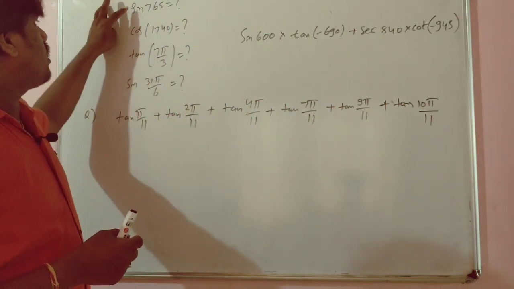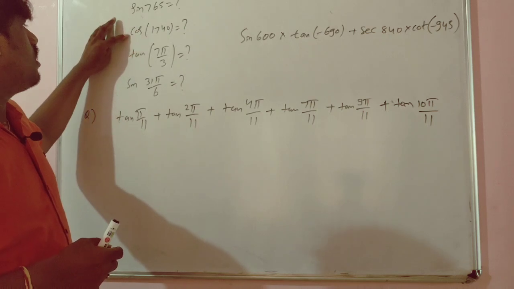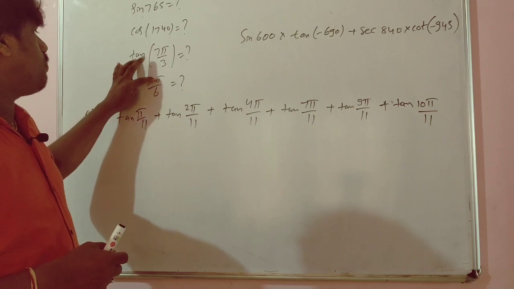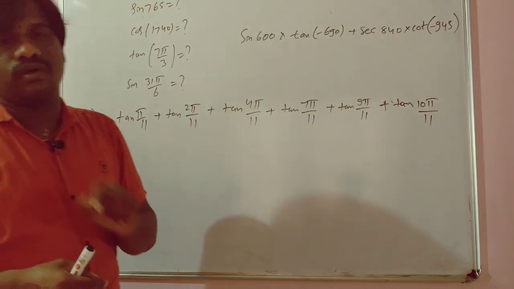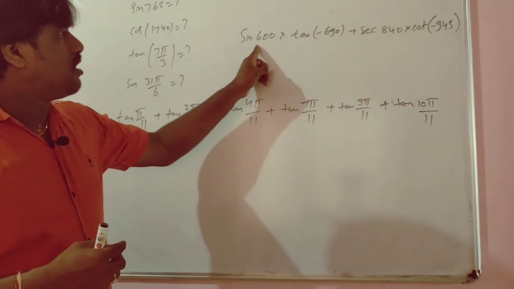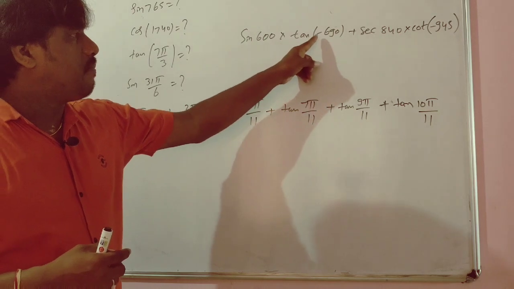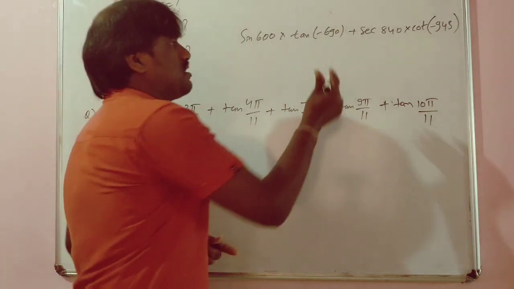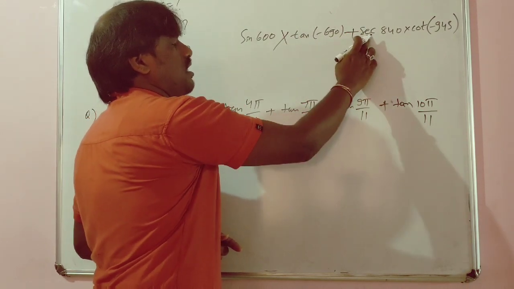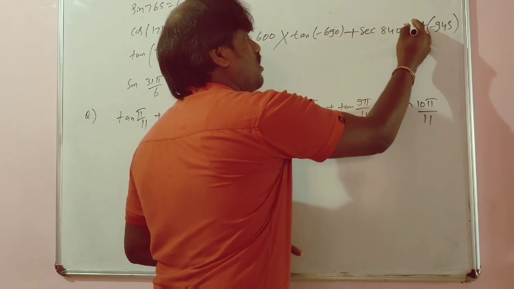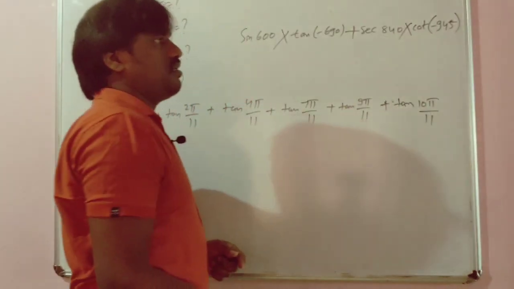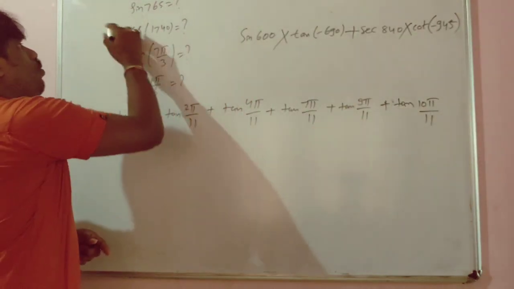Now these are the questions: sin 765, cos 1740, tan 7 pi by 3, sin 31 pi by 6. I am giving you these values as homework. You solve them, and if you are not getting them, post in the group and I will explain. This question also: sin 600 into tan minus 690, plus sec 840 into cot minus 945 degrees. You have to find these values. This is homework for you.